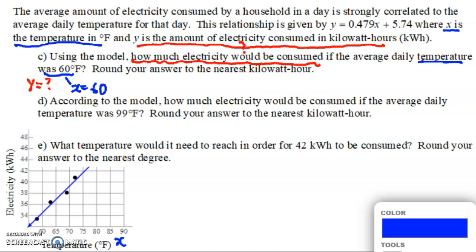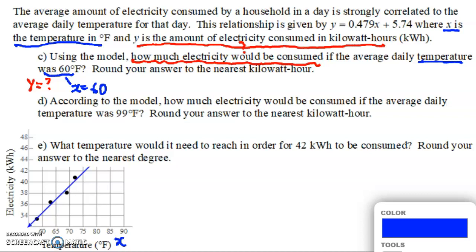Well, we're given the equation. Yes, you can certainly find it from the graph, but that's only a very rough estimate, while the equation is there for us to use really precisely. So when we're given the equation, you use the equation. We know x is 60, so we substitute 60 as the x value in this equation, and we're trying to find y.